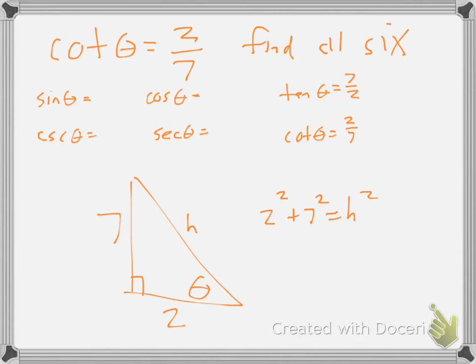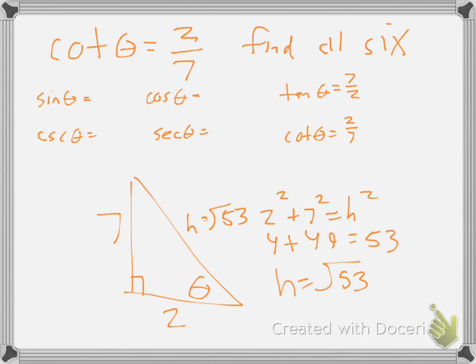Hey guys, here's the cool thing. My 2 squared plus 7 squared doesn't matter because the order doesn't matter. So I get 4 plus 49, which equals 53. Not 59, 53. So then H is equal to the square root of 53. We're going to keep it as the square root of 53 because I can't simplify the square root of 53. You can't make a factor tree.